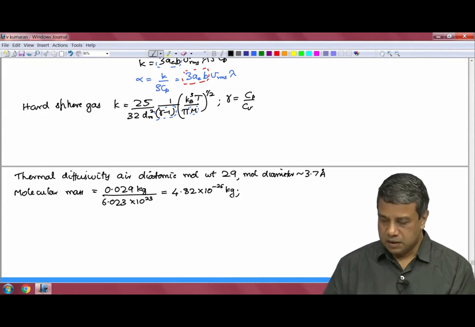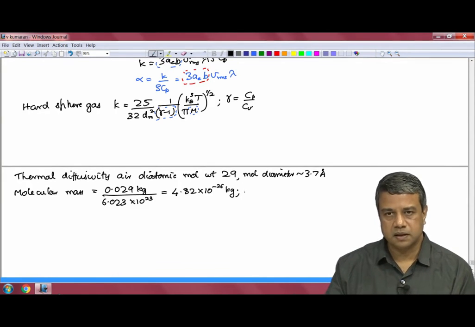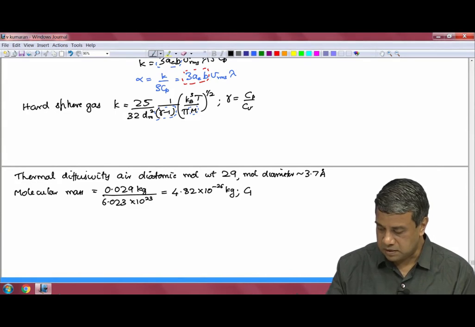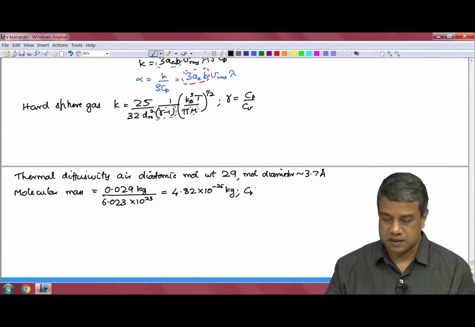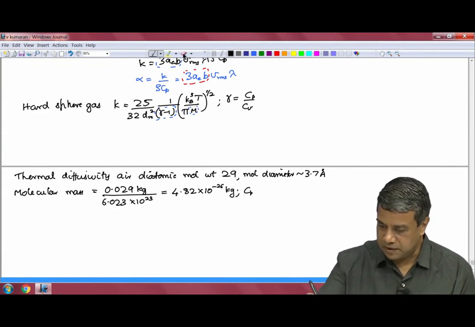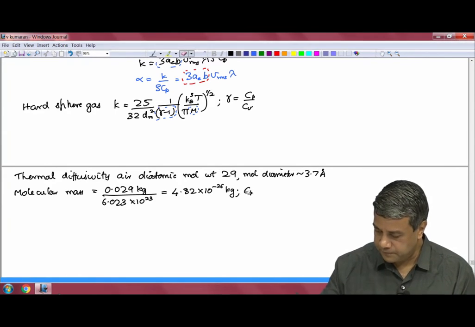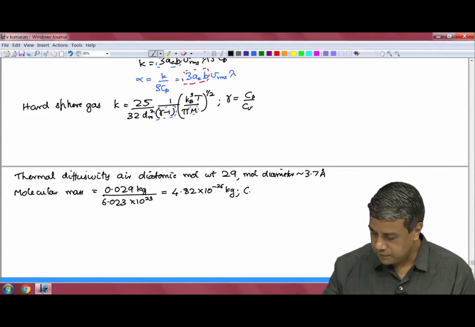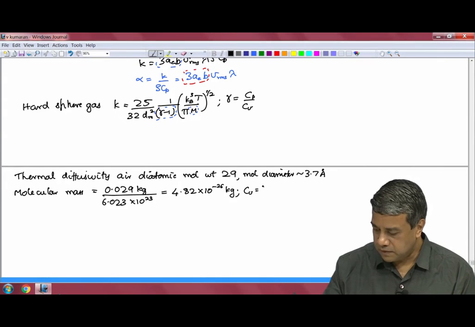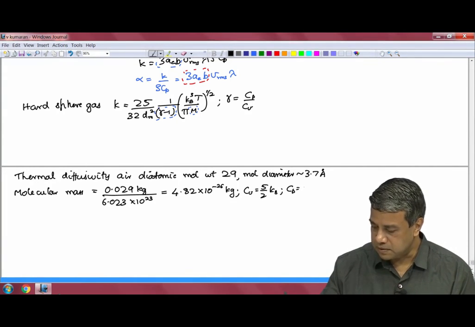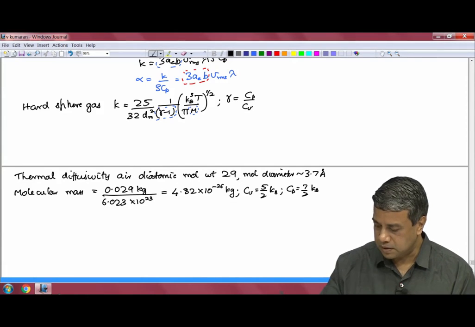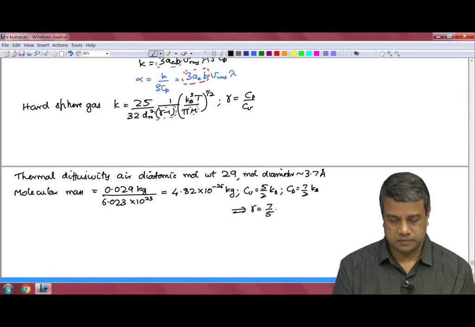The ratio of specific heats: the specific heat per molecule for a gas, Cv for a diatomic gas, is equal to 5 by 2 kb. Cp is equal to 7 by 2 kb, which implies that gamma is equal to Cp by Cv, which is 7 by 5. It is a dimensionless number.